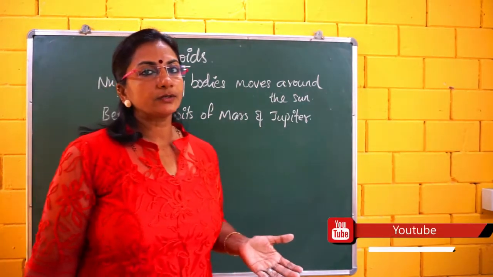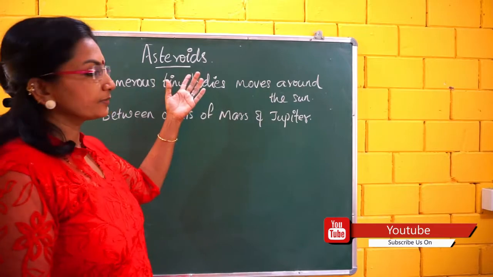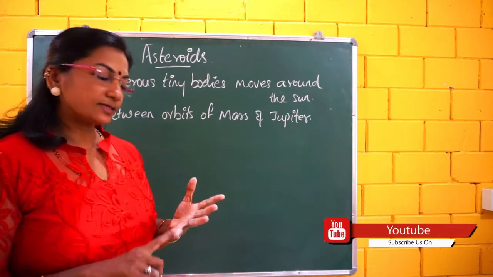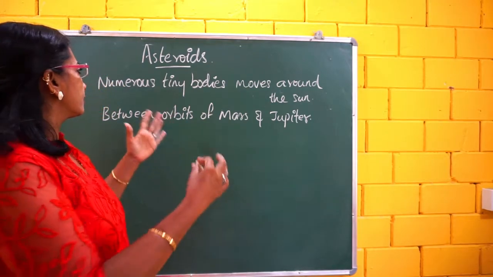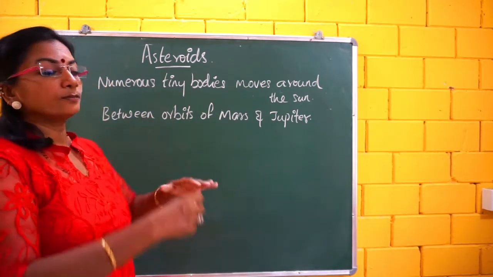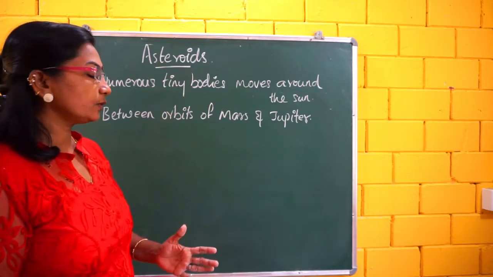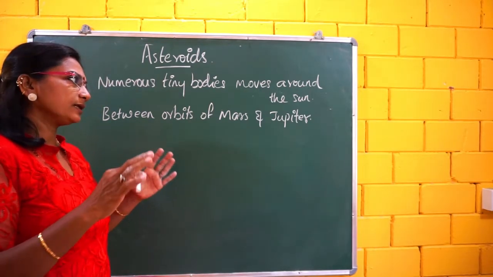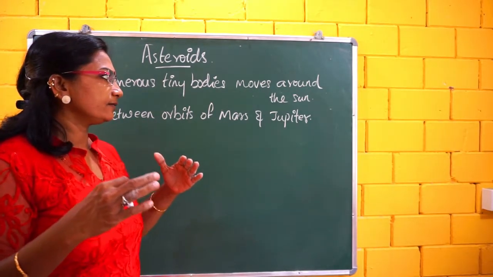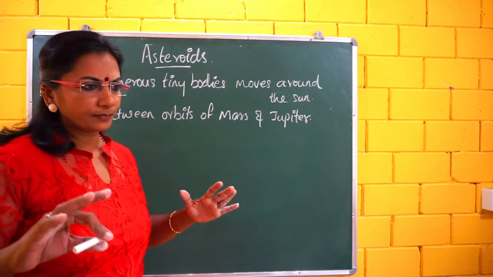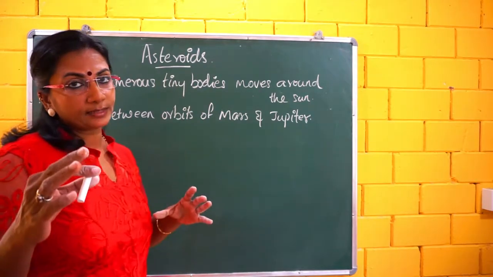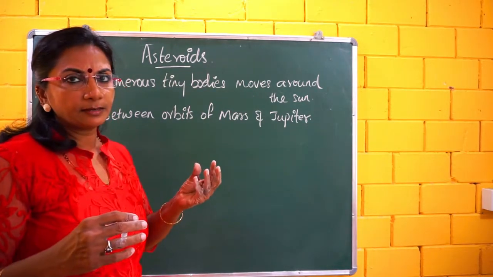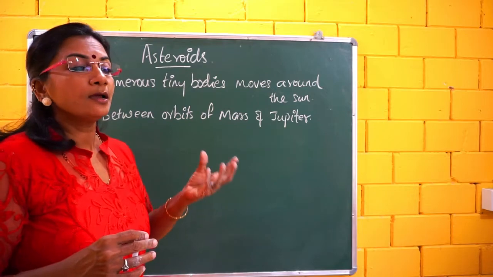Okay children, next our topic is asteroids. Apart from the sun, stars, planets and satellites, there are numerous tiny bodies that move around the sun. They are nothing but broken parts of the planets, some tiny bits or broken parts of the planets.